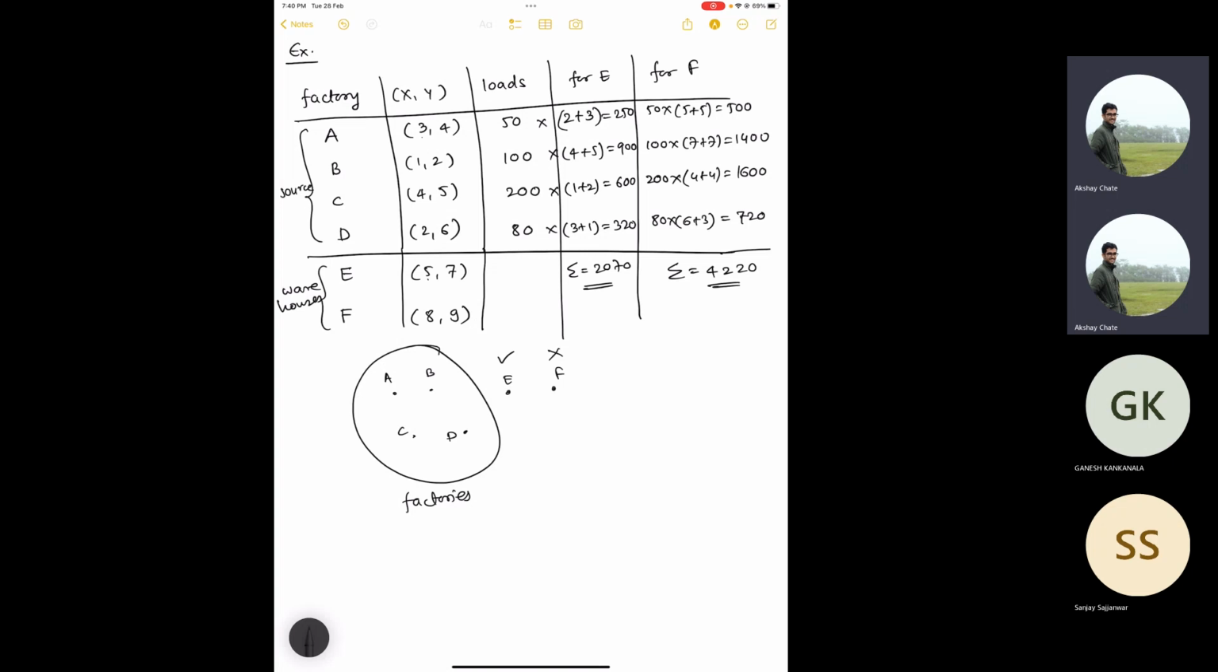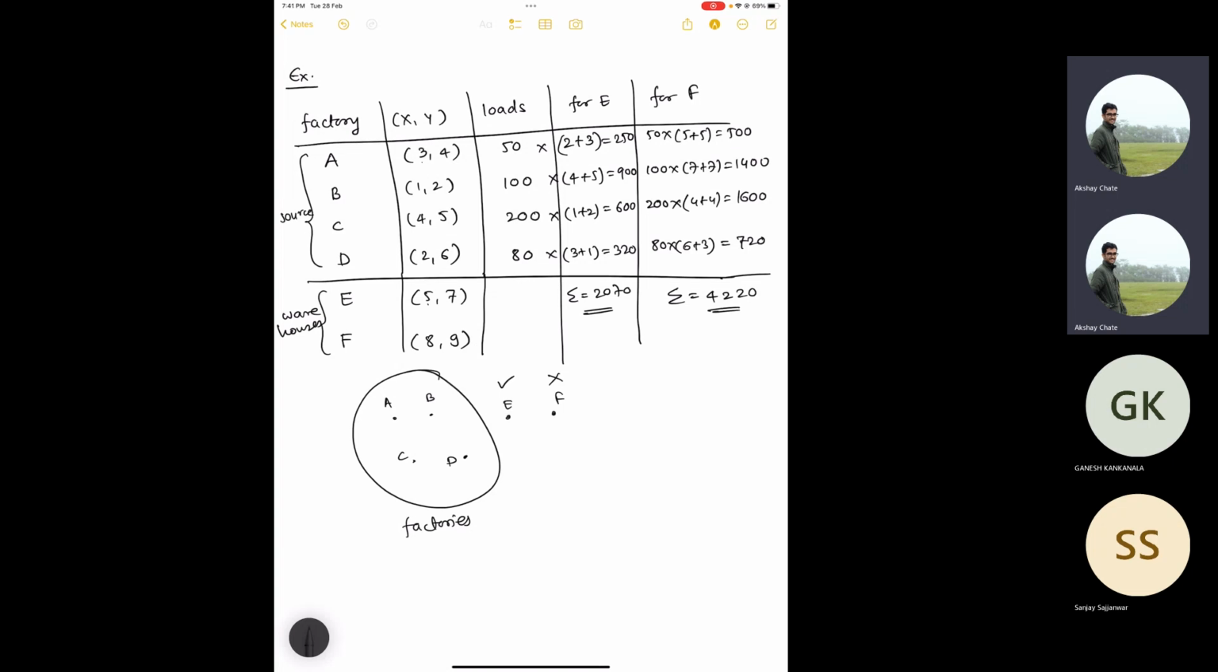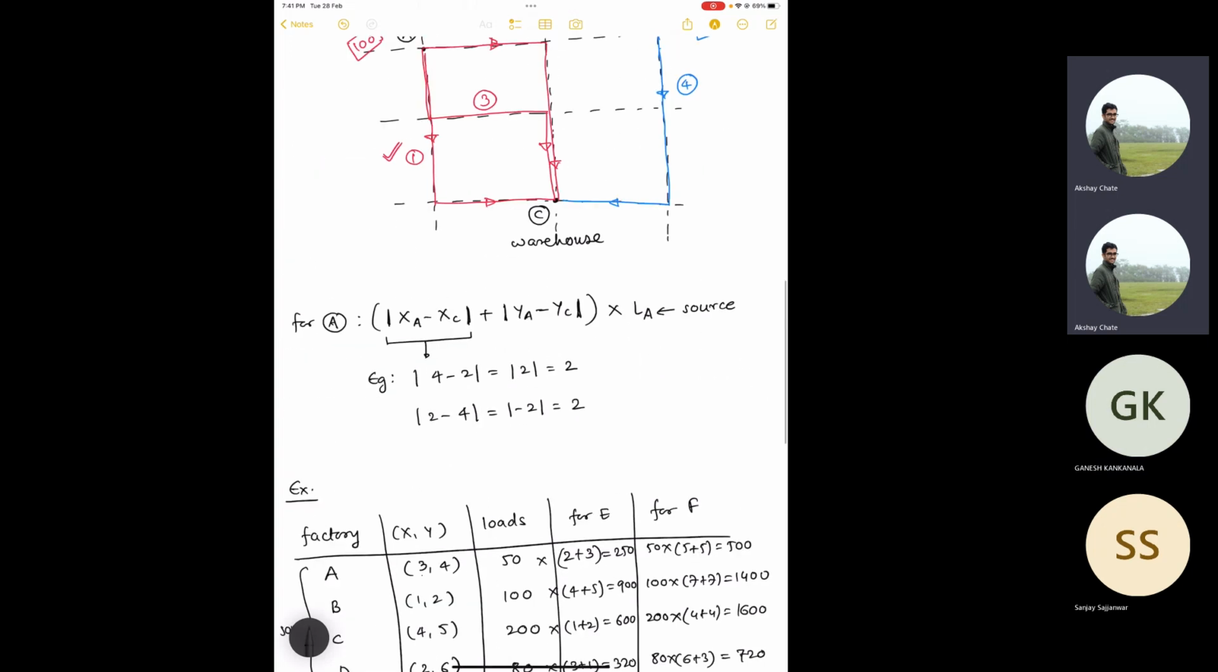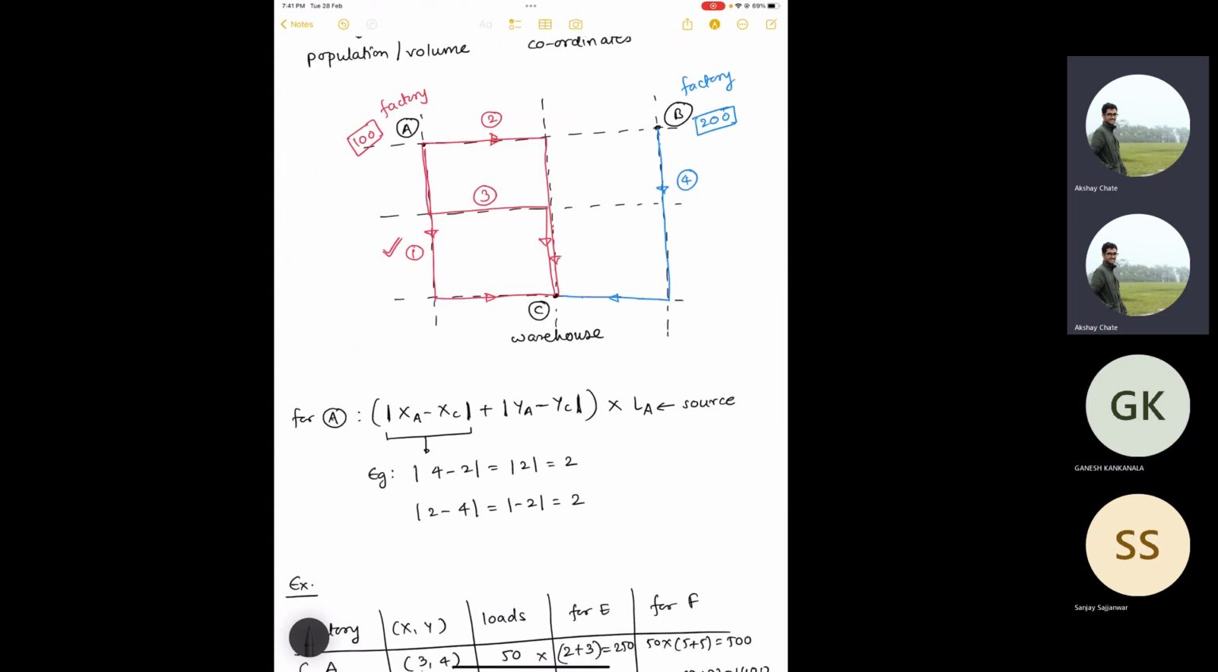So here also your warehouse E is quite closer to factories A and D, whereas warehouse F is far. Since your objective is to minimize the transportation cost, or the load distance by which the load moves, E will be the better choice there. Earlier the confusion came because I was considering only two sources and one destination, right? So this is actually a very simplified version.